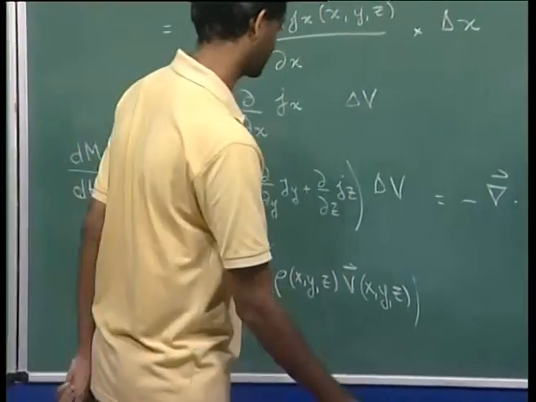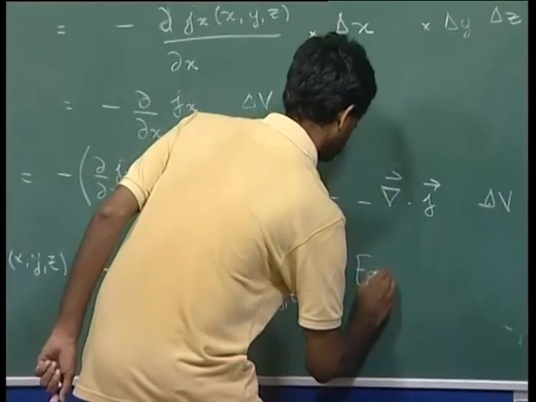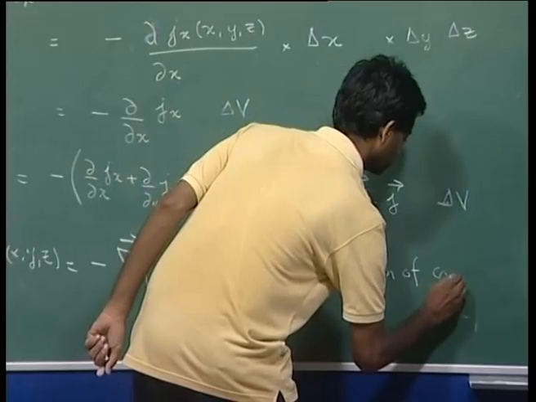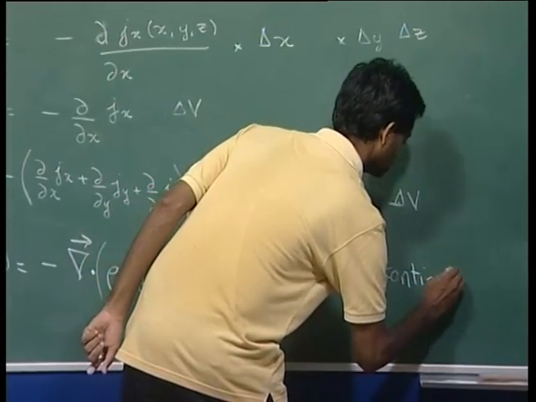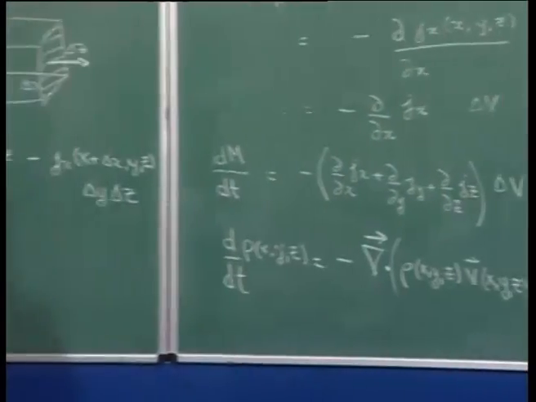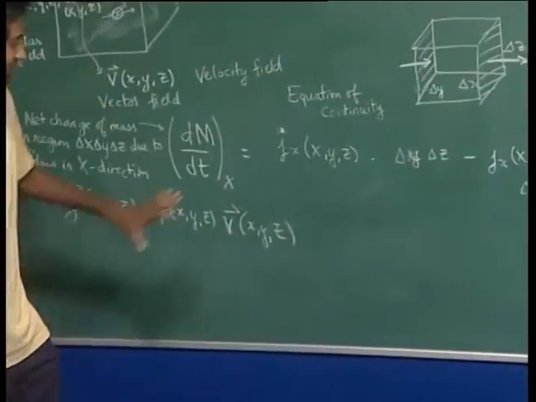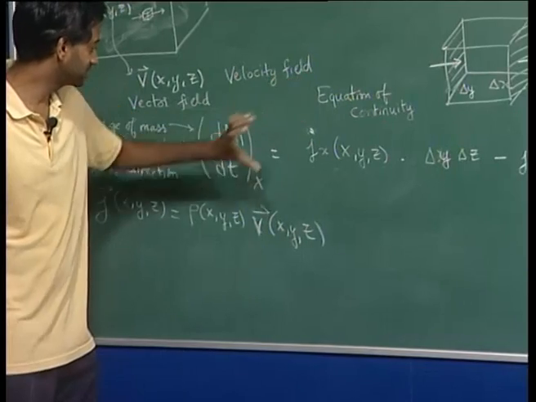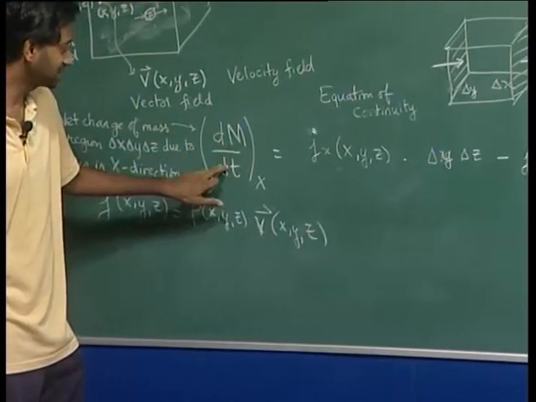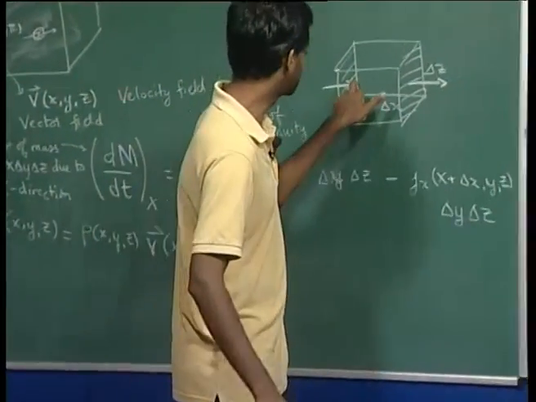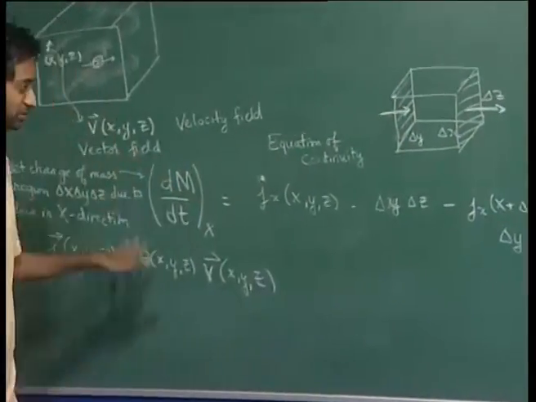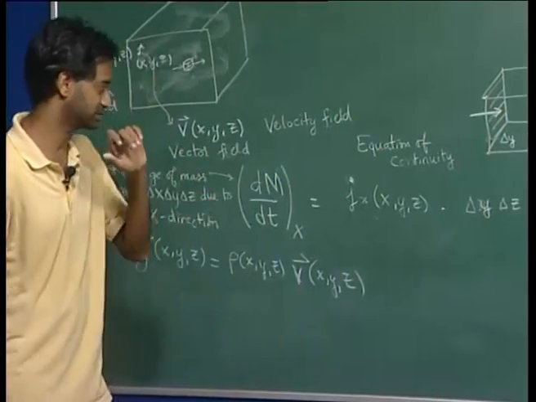And this is called the equation of continuity. Now, the important point about the equation of continuity is that it only takes into account the fact that your total mass is a conserved quantity. So, the total change in mass should be related to how much mass is flowing in and how much mass is flowing out. So, it is just a statement about the fact that your total mass is a conserved quantity.